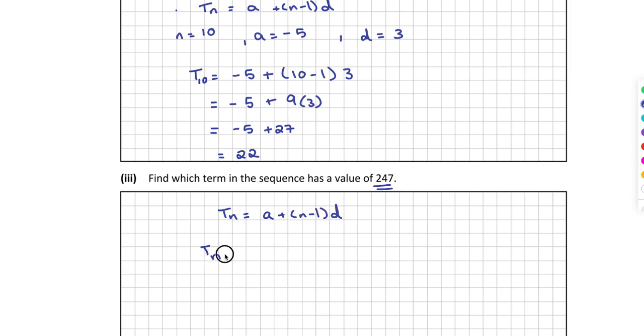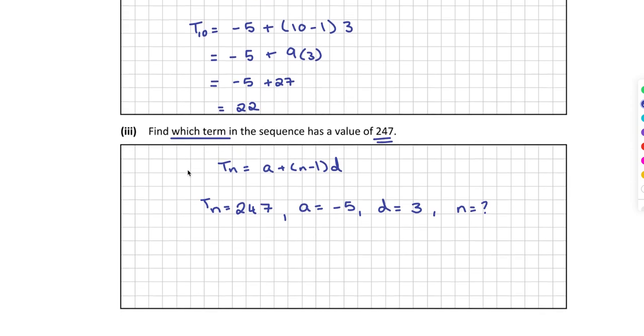In this case, I know actually what Tn results in. Tn results in 247. a is still the first term, which is minus 5. d is the common difference, which is 3. And n is what we're looking for. We're looking for the term number. Which term? That's what n represents. We're then going to go and fill in everything we know. So I know it's equal to 247. And it's going to be a, which is minus 5, plus n minus 1, multiplied by d, which is 3.